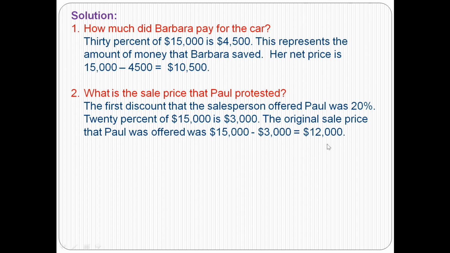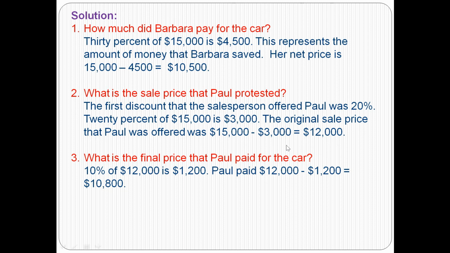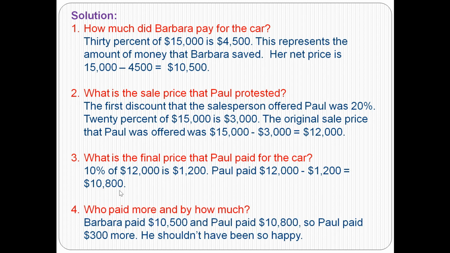Now he protested this amount, so the salesperson gave him another 10%. So let's see how much that 10% is. 10% of the $12,000 is 1,200. And since this is a discount, you'll take this amount out of what he paid. So you'll do 12,000 minus 1,200, and that will give you how much Paul has paid. So Paul paid 10,800. The last question you'll ask yourself: who paid more and by how much?